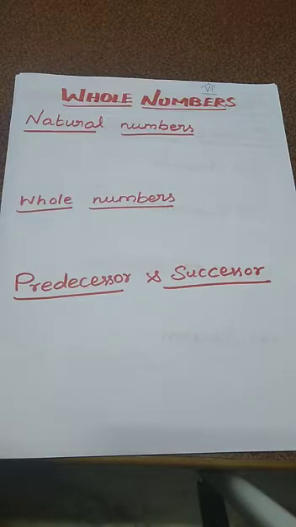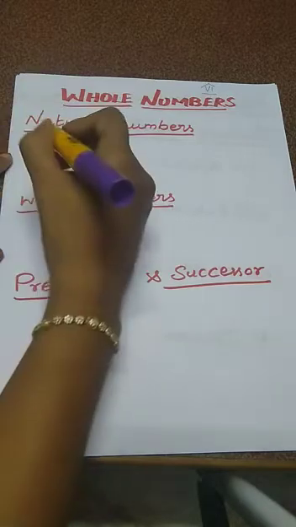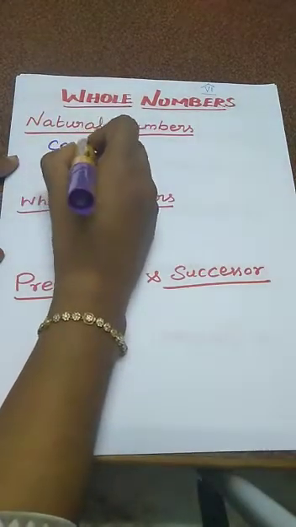Today we are going to discuss natural numbers, whole numbers, predecessor and successor. Then we are going to discuss properties of whole numbers. First, what is a natural number? Actually, counting numbers are called natural numbers. Easily, you have to know counting numbers are called natural numbers.